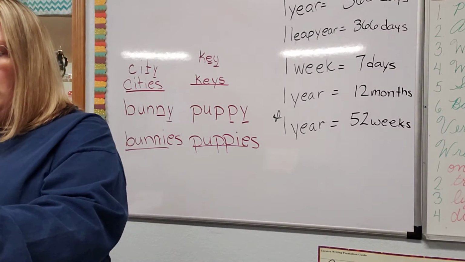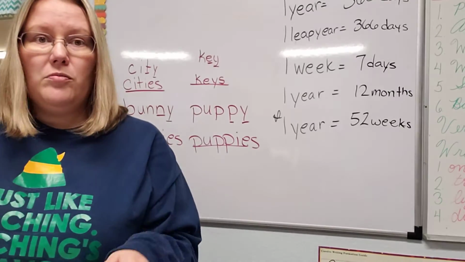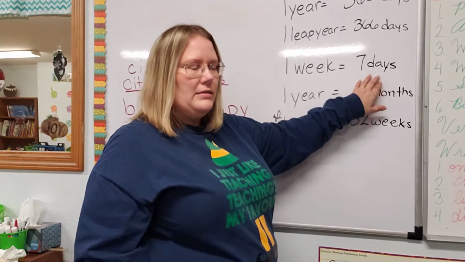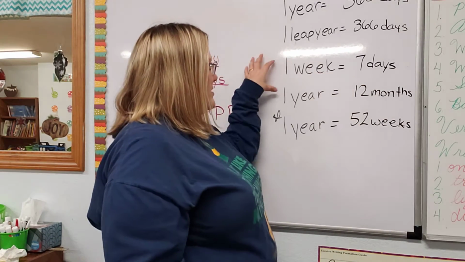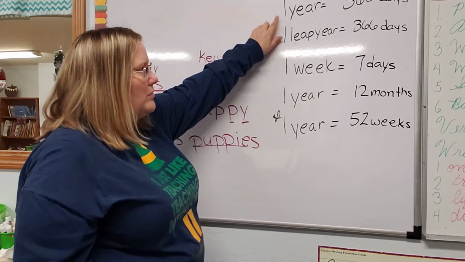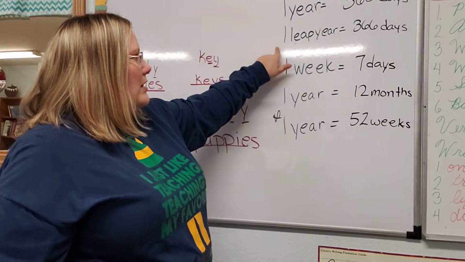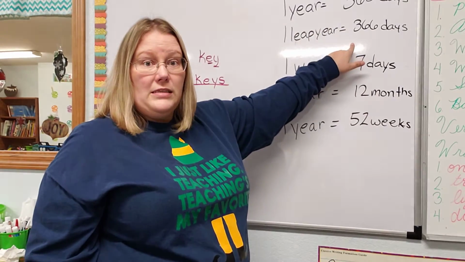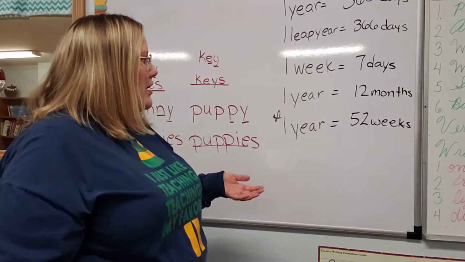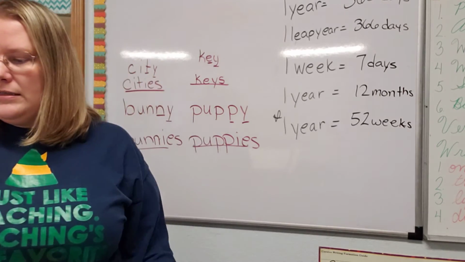Today, I have some different things on the board. Some of them we already know. We have talked about 1 week equals 7 days. 1 year equals 12 months. These are 2 we know. These are 2 newer to 2nd grade. 1 year equals 365 days. It's not quite on the camera. And then 1 leap year is 366 days, which we're in a leap year this year. And our new one we're going to talk about today is 1 year equals 52 weeks.